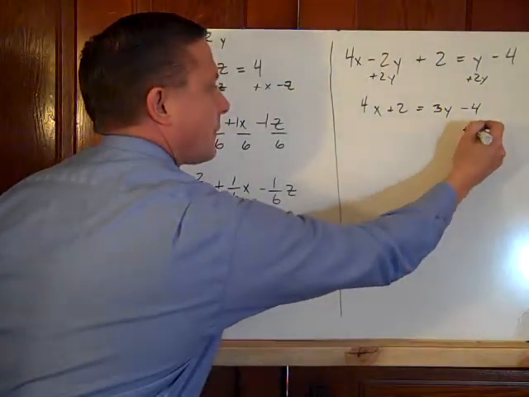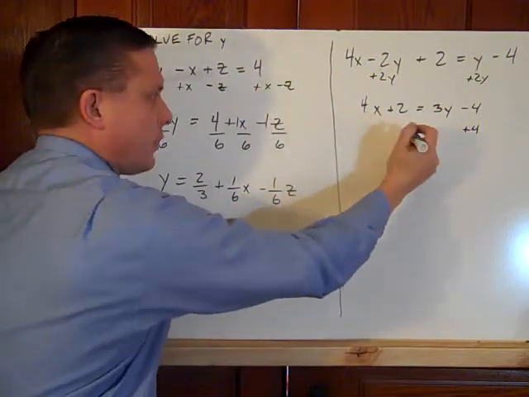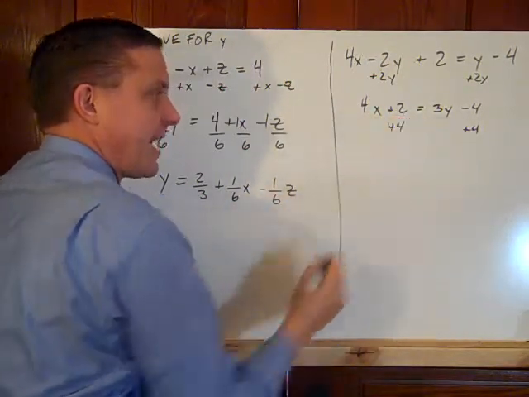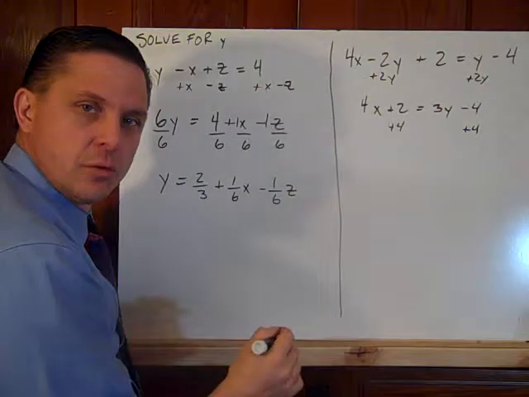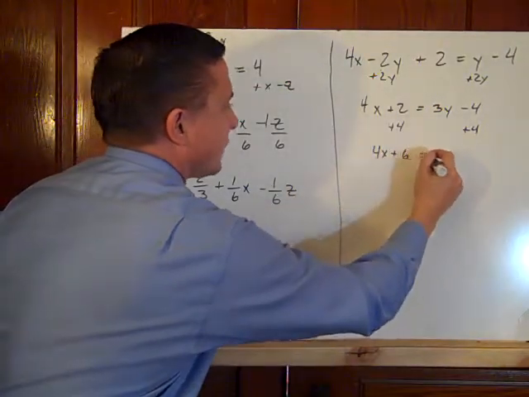Now I have to get the 3y by itself. So I'm going to add 4 to get rid of the negative 4. Now where should I put the plus 4? Well, I should put it under the like term. I can't add 4 to 4x, but can I add 4 to 2? Sure. 4x plus 6 is equal to 3y.